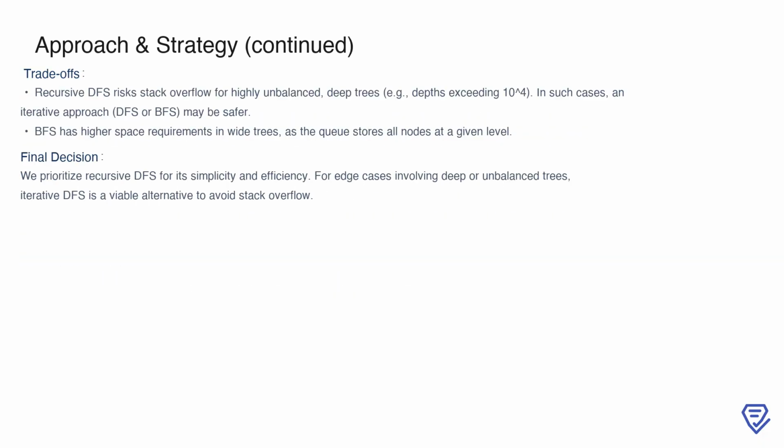There are trade-offs to consider when using recursive DFS. The most notable limitation is the risk of stack overflow in cases of highly unbalanced or very deep trees, where the depth may exceed 10,000. For these edge cases, an iterative approach, either DFS or BFS, provides a safer alternative, as it avoids the recursion stack entirely. On the other hand, BFS has higher space requirements in wide trees, since the queue must hold all nodes at each level.